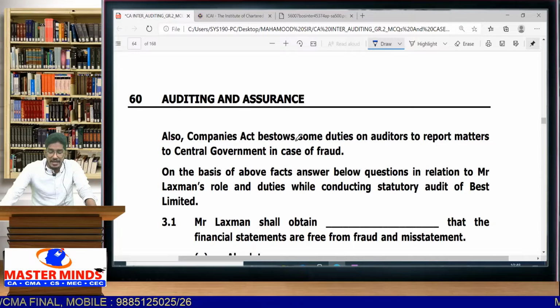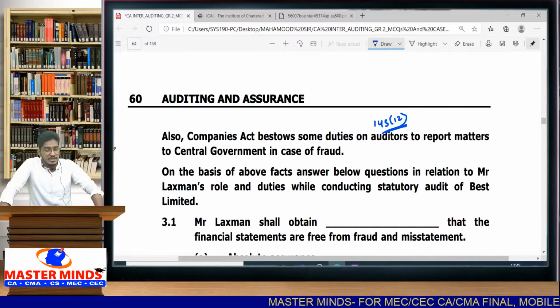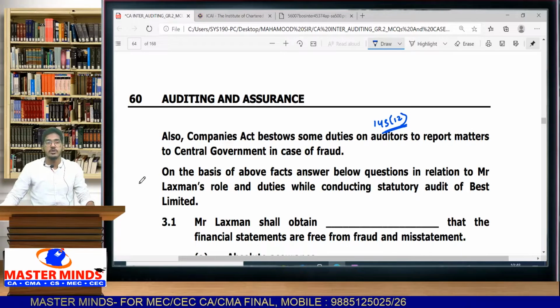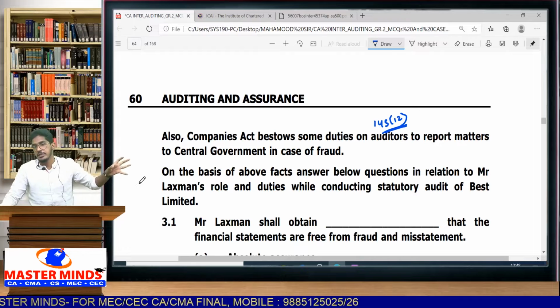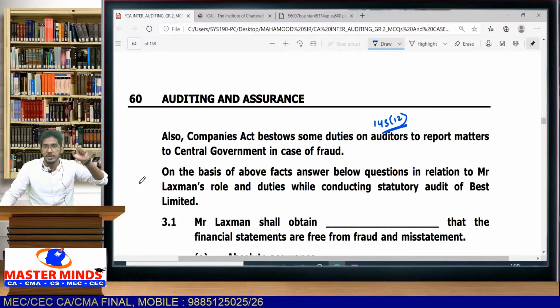Also, the Companies Act imposes some duties on auditors to report matters to the central government in case of fraud. We have clearly seen under Section 143 subsection 12 of the Companies Act, this section imposes some responsibilities on the auditor whenever you identify some fraud in the organization. If the amount of the fraud involved is 1 crore or more, then you are required to report to the central government. If it is less than a crore, you are not required to report to the central government. All this we have seen in the company audit chapter.